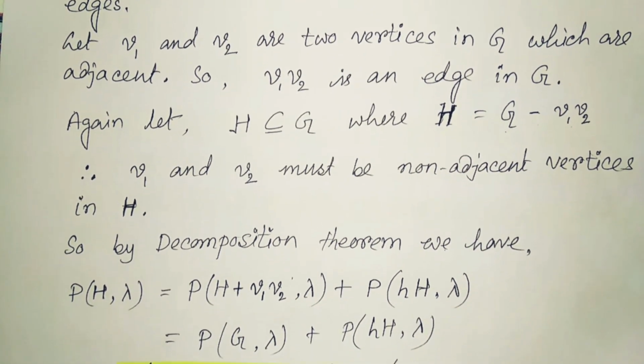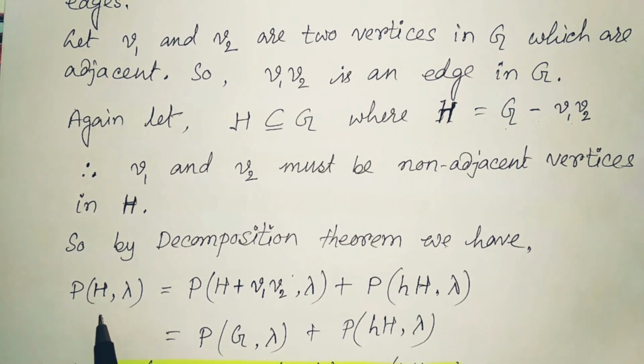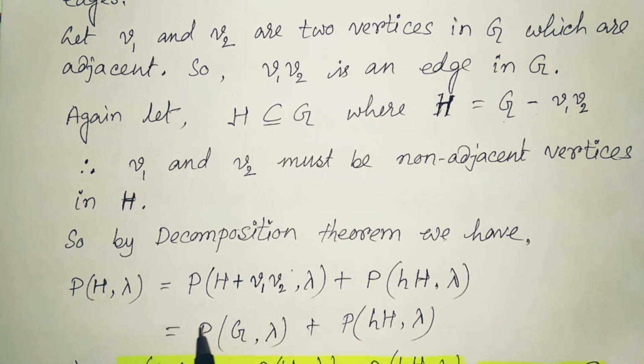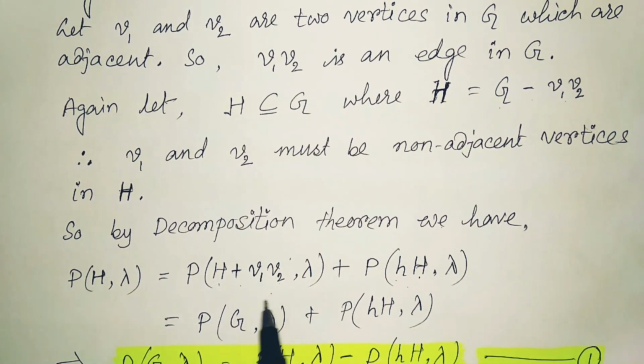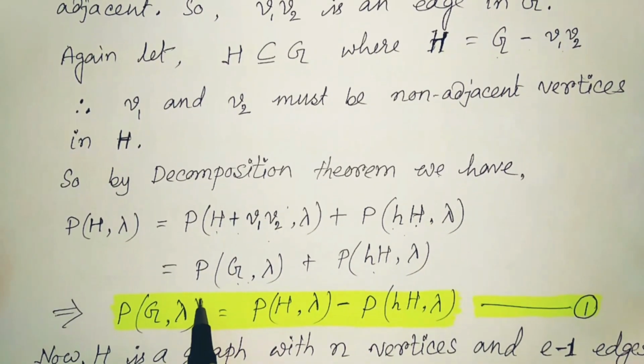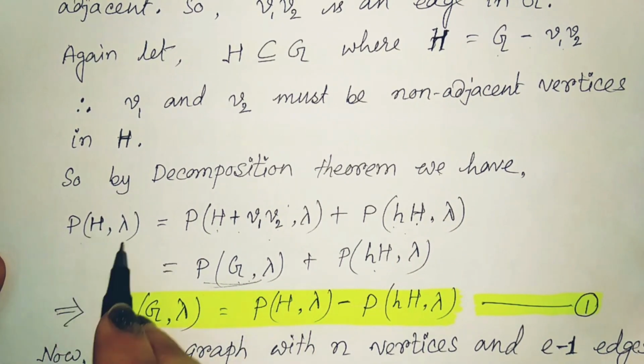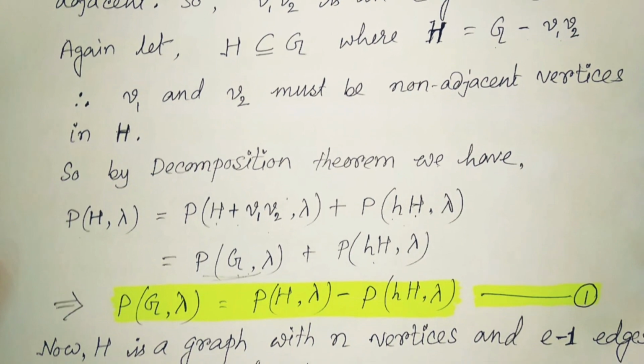By the decomposition theorem, for this subgraph H, we find the chromatic polynomial by the decomposition process. We find H dash by adding the edge between the vertices V1 and V2. This is another graph, and by merging the vertices V1, V2, we get another graph. Let this graph be small h. So H plus this edge is the given graph G. Instead of this, we can write that this is the chromatic polynomial for G, the given graph, which equals P of H at lambda minus P of h at lambda. We call this equation number 1.